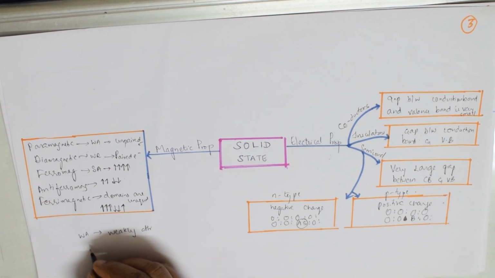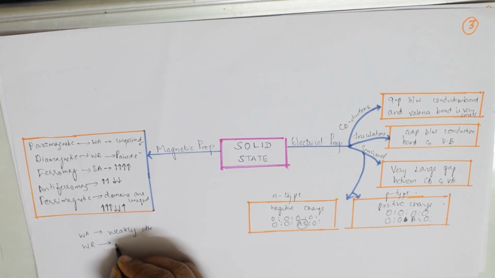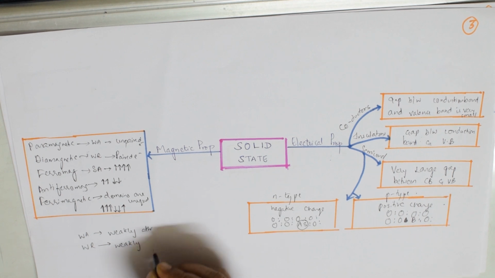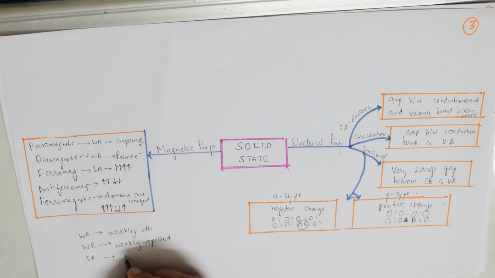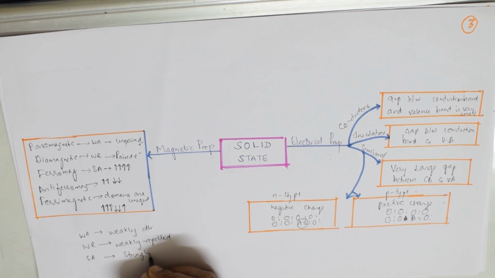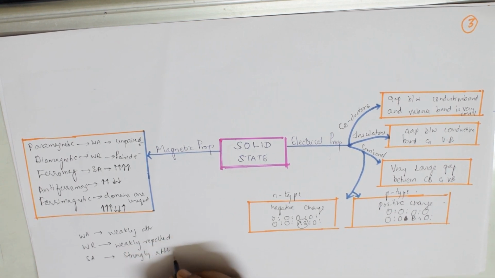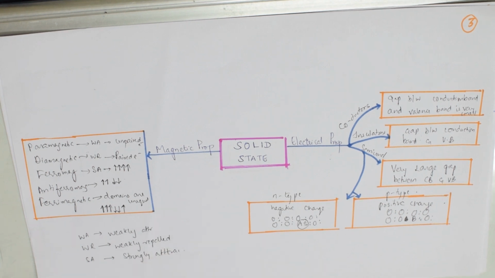So WA stands for weakly attracted. I am writing the full form. WR stands for weakly repelled. SA stands for strongly attracted. Yes, students, strongly attracted. Done.